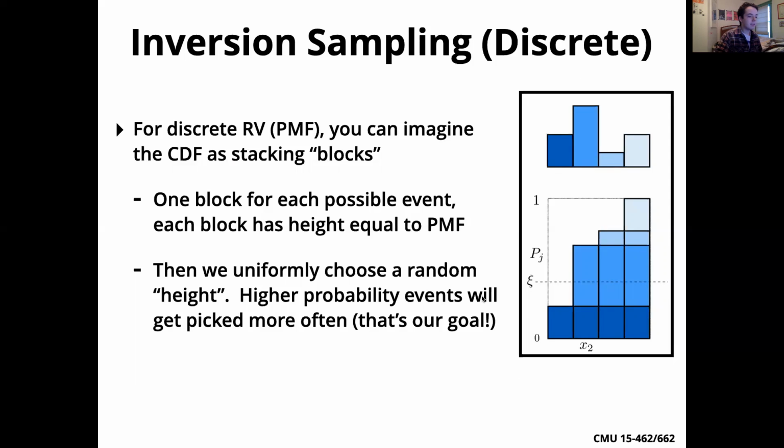And then all we need to do is pick a random height. By virtue of our construction, we chose heights of the blocks that give them a higher representation in the height domain. So if we choose a random height, we're more likely to choose things with a higher probability mass function, which is exactly what we want. The whole point is to choose something with high probability. So that's the basic idea, and you can think of it very geometrically, especially in the discrete case.